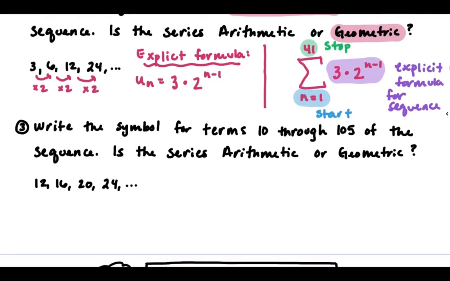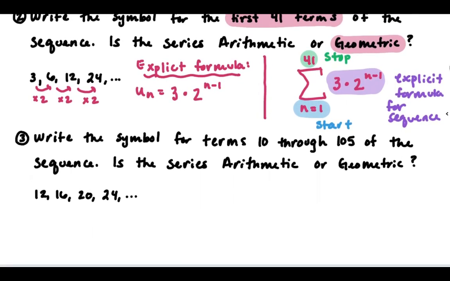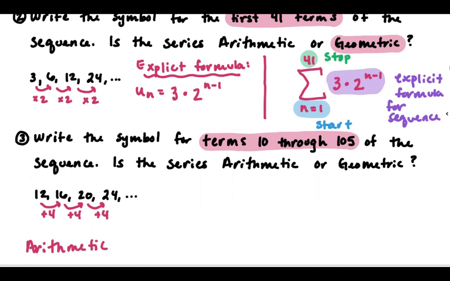Okay, last one, we're going to do the same thing, just for a different sequence. So we're going to write the symbol for terms 10 through 105 of the sequence. And is it arithmetic or geometric? So let's look at our sequence. 12 to 16 to 20 to 24, that's a plus 4 sequence. So that's arithmetic. And remember, if the sequence is arithmetic, then the series will be arithmetic.